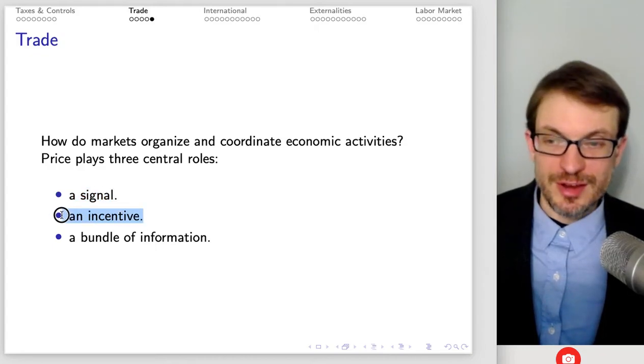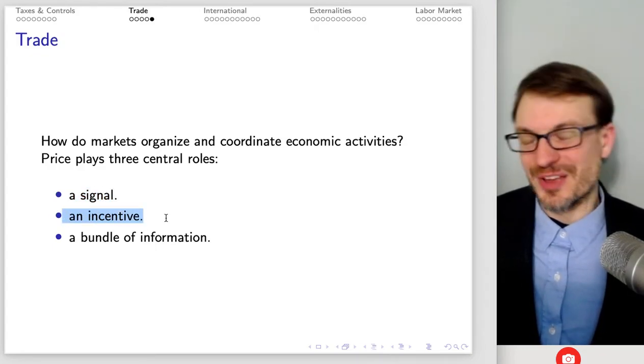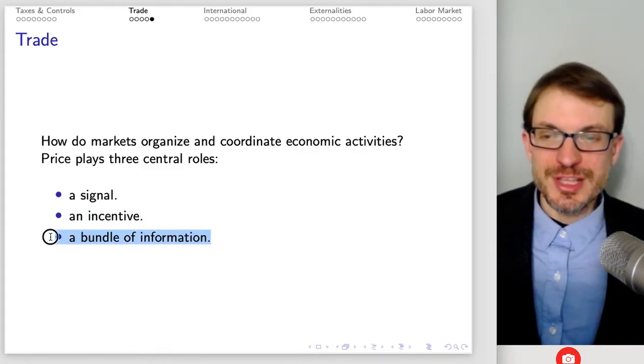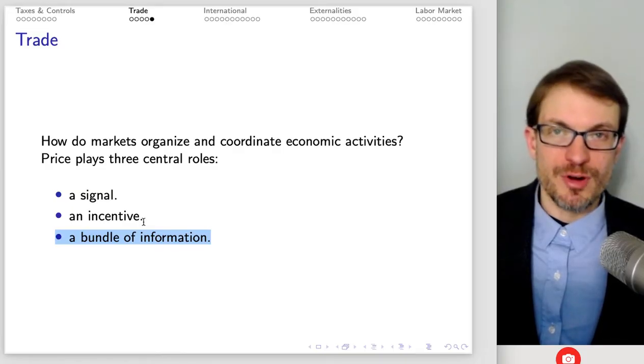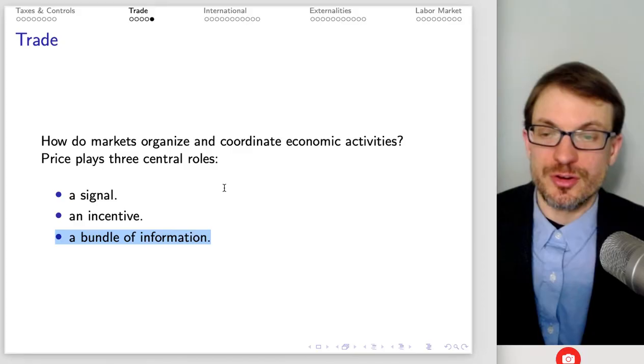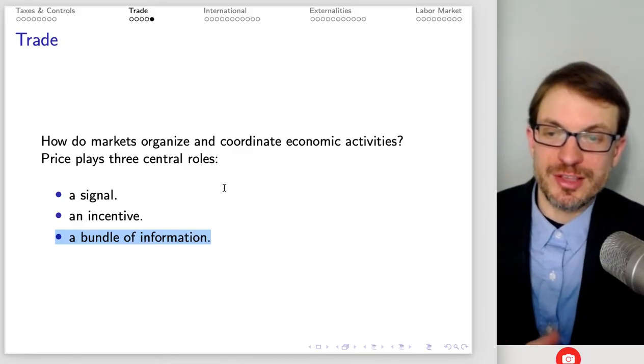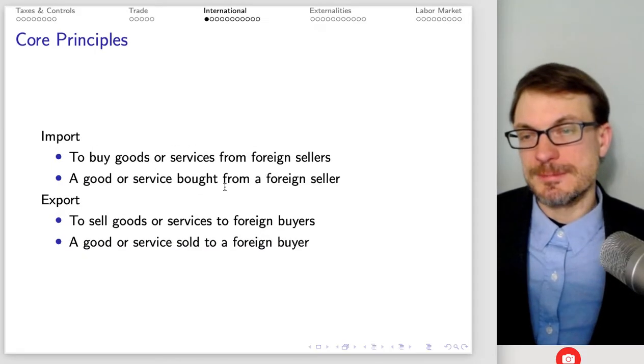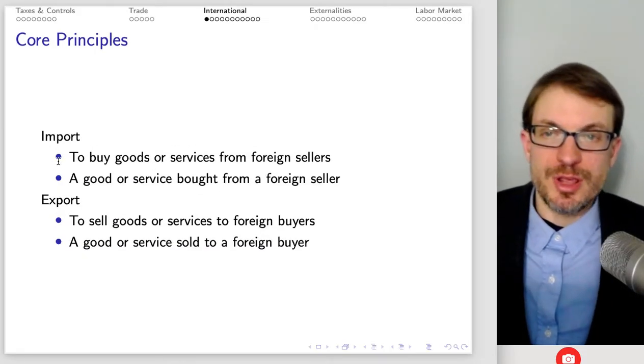That's also the incentive aspect. And then it's definitely a bundle of information. Where is market price coming from? Well, it's the mutual interaction of lots and lots of buyers and sellers. And it's capturing all that information, telling us something about demand, telling us something about supply, and when they come together.